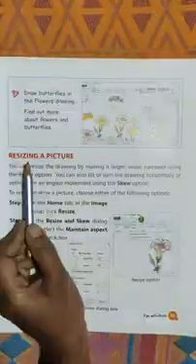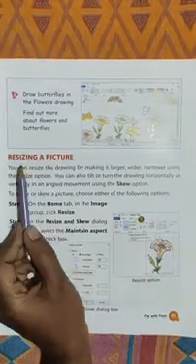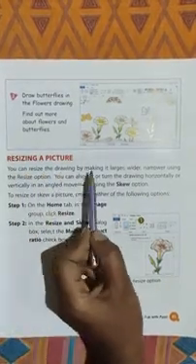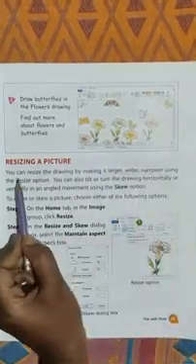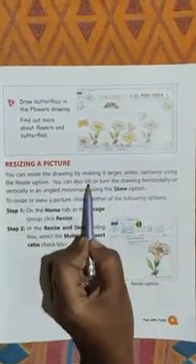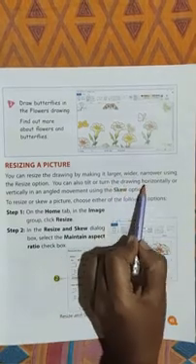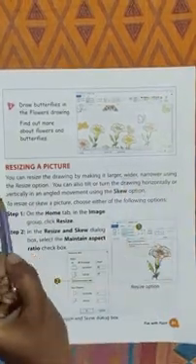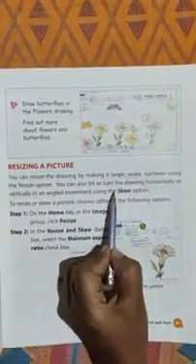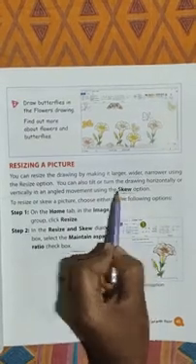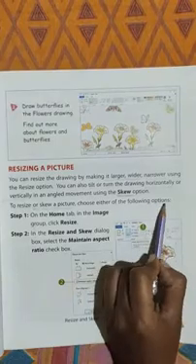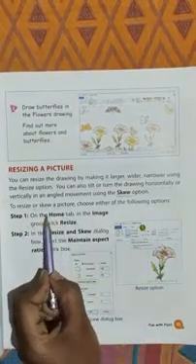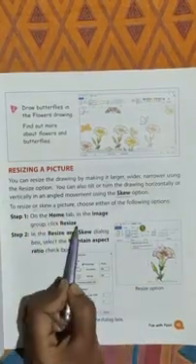Okay, now resizing a picture. You can resize the drawing by making it larger, wider, or narrower using the resize option. You can also tilt or turn the drawing horizontally or vertically in an angled movement using the skew option. To resize or skew a picture, choose either of the following options. Step 1, on the home tab, in the image group, click resize.